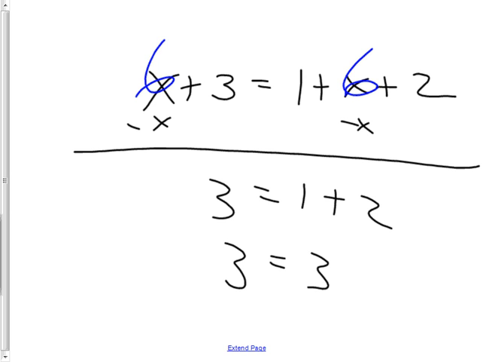So some equations are no solutions. Some equations are everything works, or all real numbers. Instead of no real numbers, all real numbers. Yes?